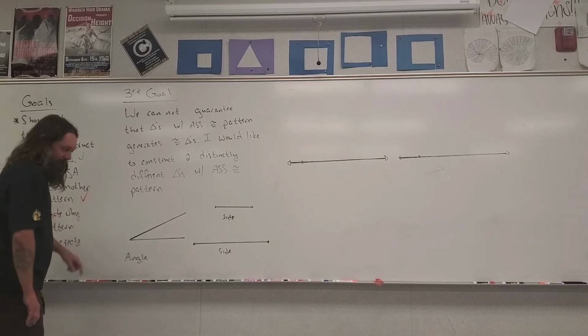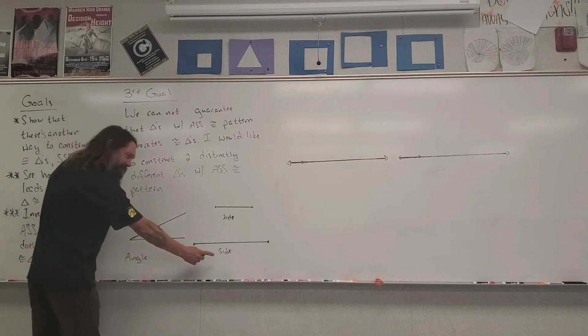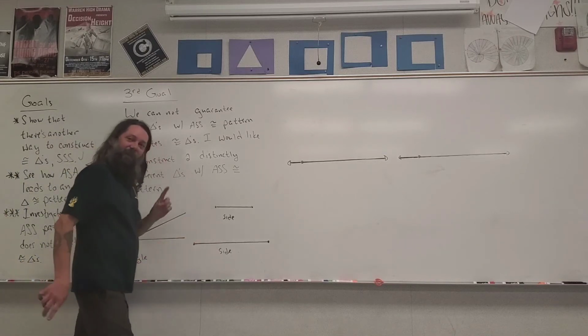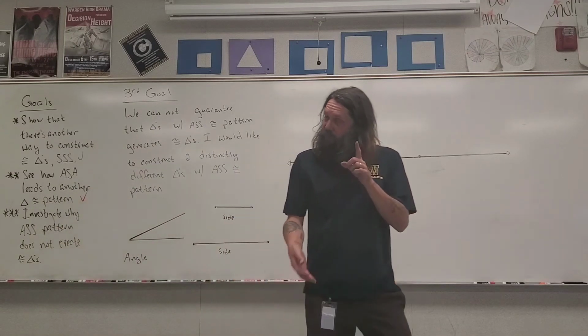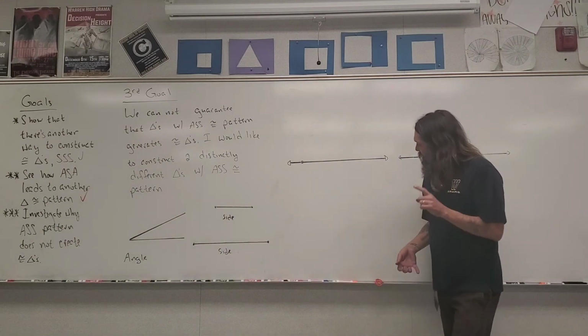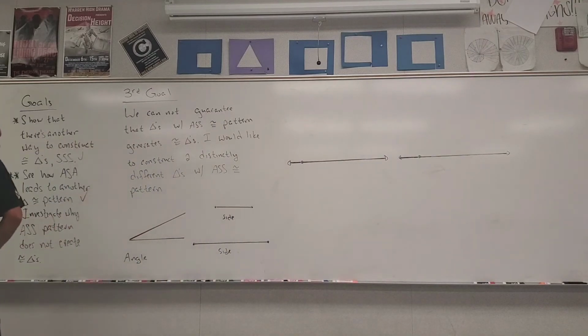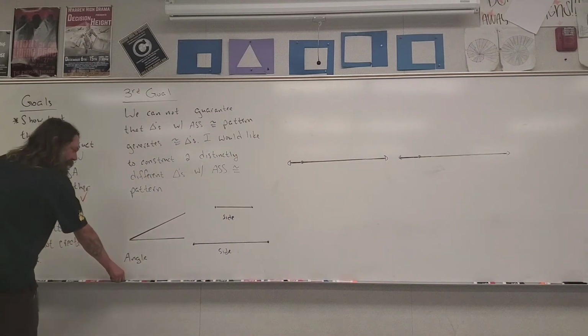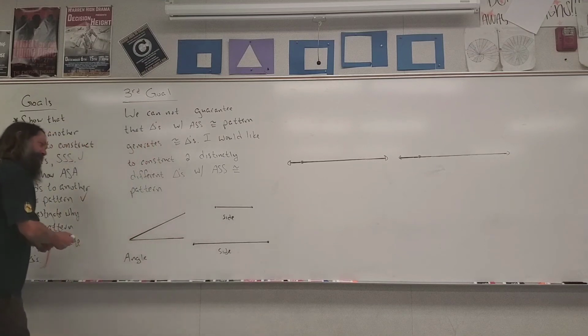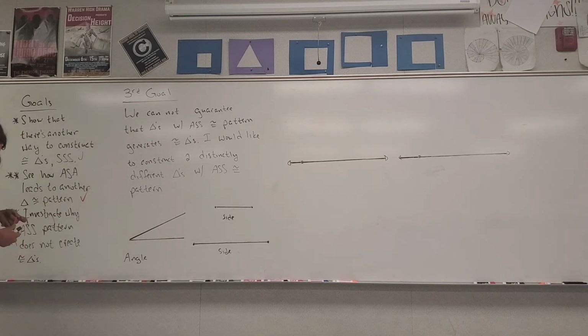All right. So I'm going to copy an angle, a side, and that should be good enough for me to show you that I have two distinctly different triangles. So let me start off by copying this angle into two locations. I'm going to go purple.